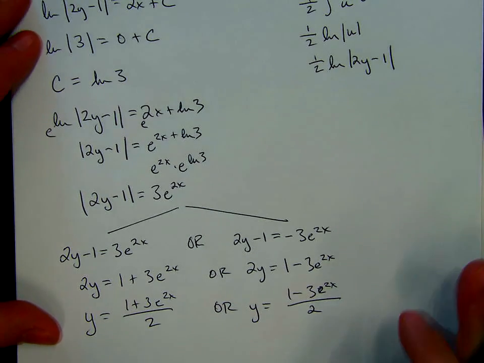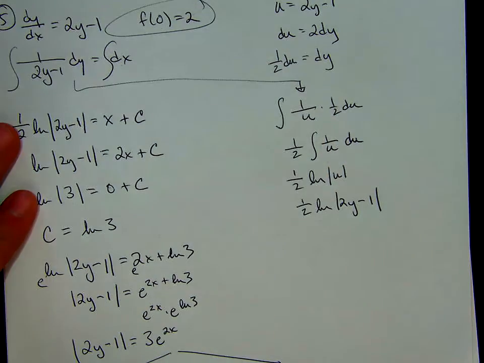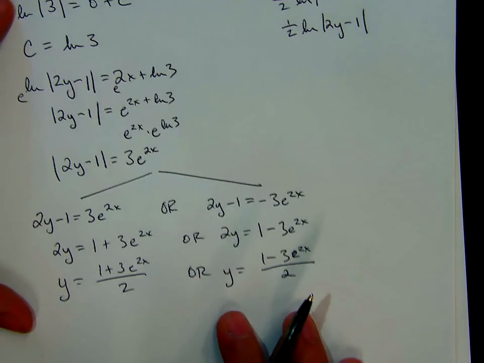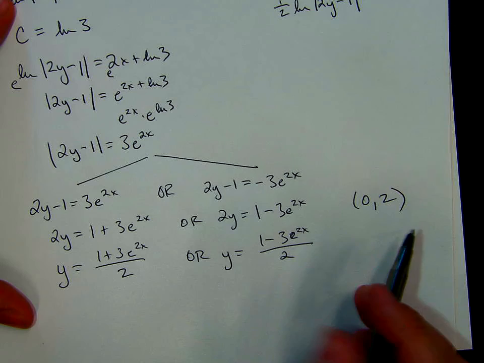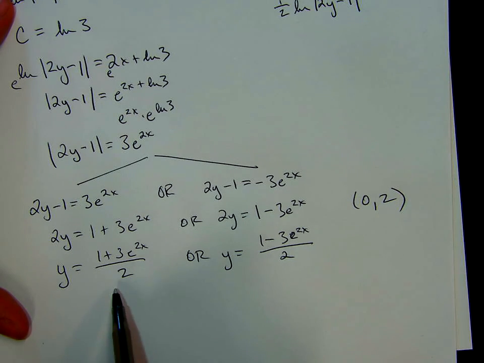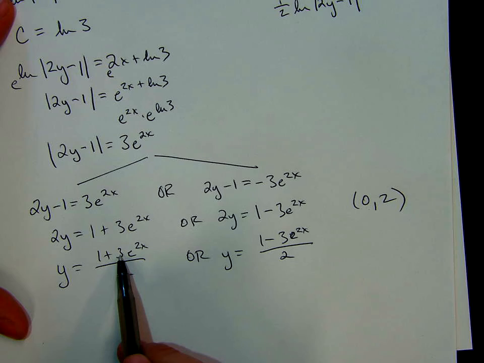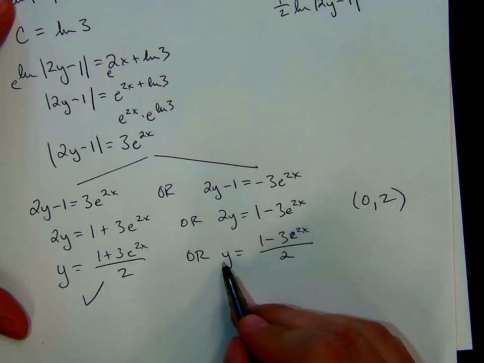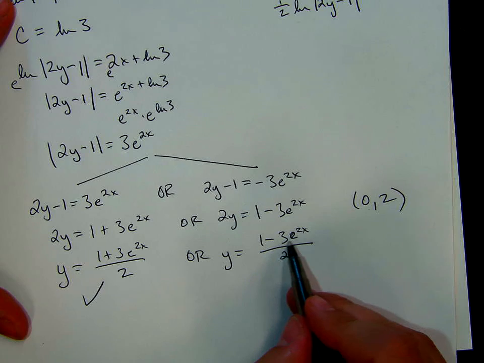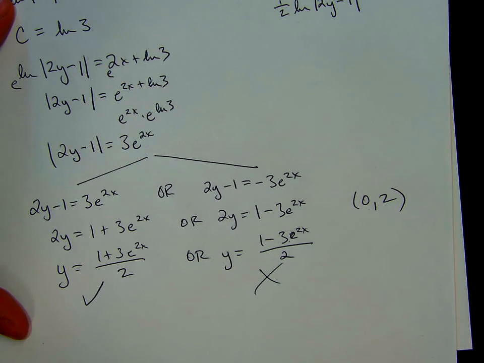Now, figure out which one it is. Obviously, I go back to my one condition that I'm given, which is f of 0 equals 2. So I'm going to plug that point, 0, 2, into both of these. Which one is going to work? Well, if I plug 0 in here, I get 1 plus 3, which is 4 over 2, which is 2. So this one works. If I plug it in here, I would get 1 minus 3, which is negative 2 over 2, which is negative 1. So this one doesn't work.